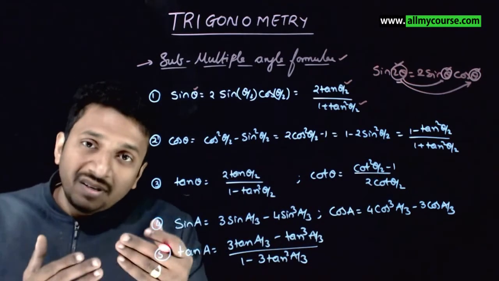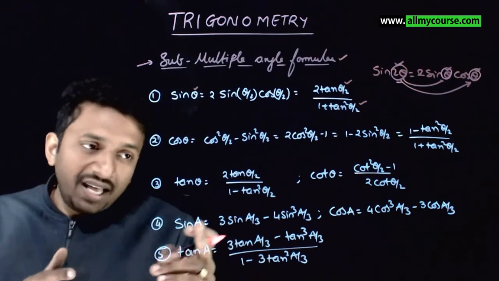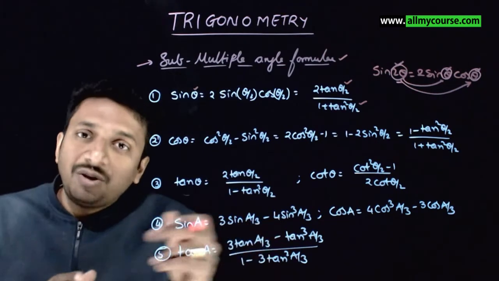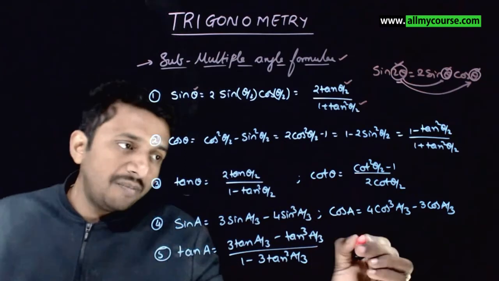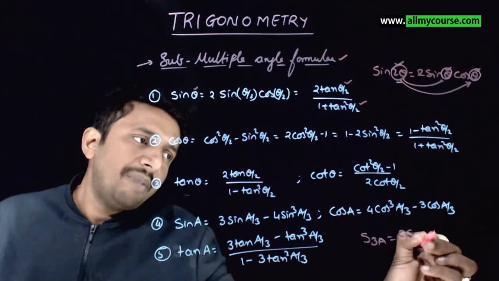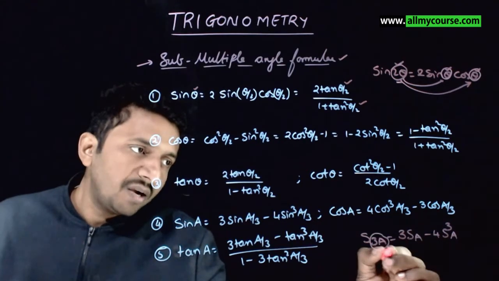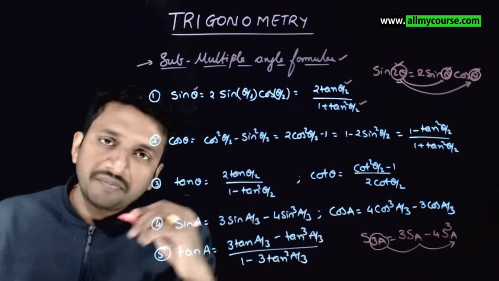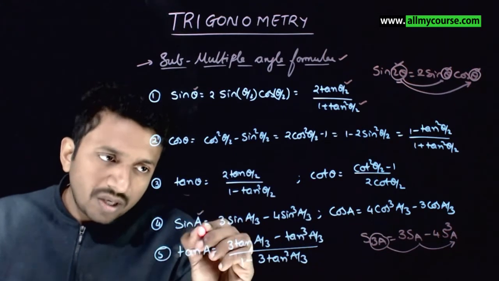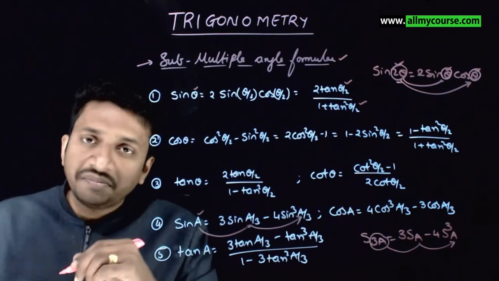Similarly, you can go for A in terms of A by 3 also. So sine A is 3 sine A by 3 minus 4 sine cube A by 3. So this is coming from the formula sine 3A is equal to 3 sine A minus 4 sine cube A, right? So whatever angle is here, you get 1/3 of it here and 1/3 of it here. So sine A, what is 1/3 of A? A by 3, and 1/3 of A is A by 3.